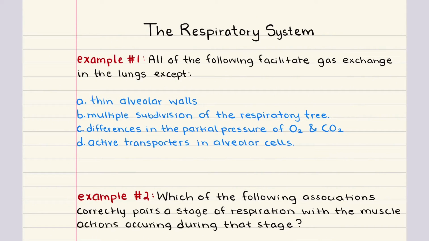D says active transporters in alveolar cells. This one stands out. Gas exchange in the lungs occurs through simple diffusion, not active transport. There are no pumps or active transporters involved. Gases like oxygen and carbon dioxide move passively from areas of high partial pressure to areas of low partial pressure. So the only statement that's incorrect here is D. Number 1 is D. Let's move on to problem 2.